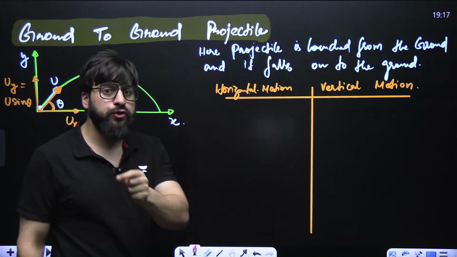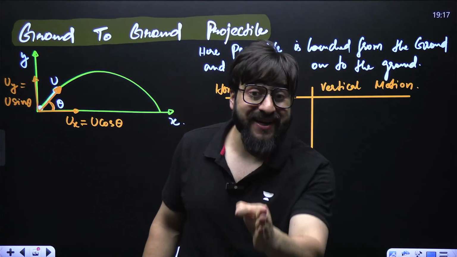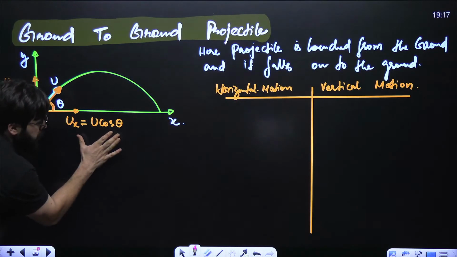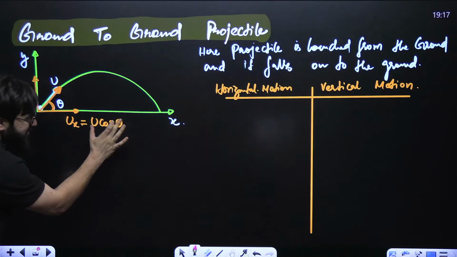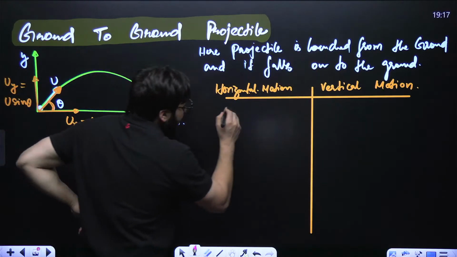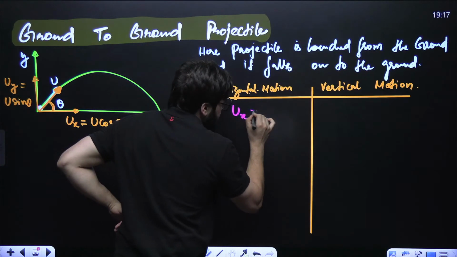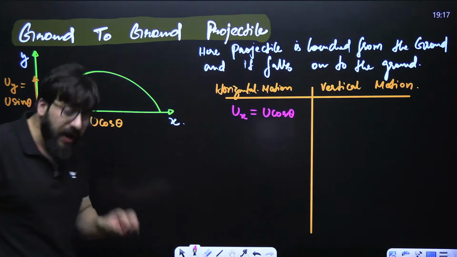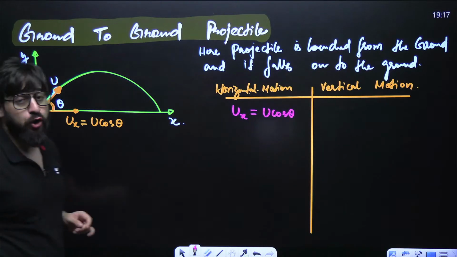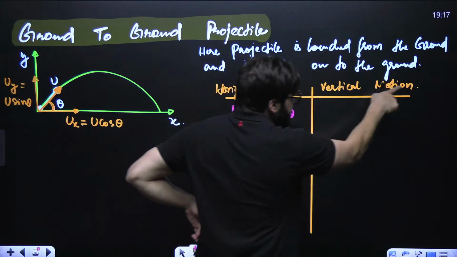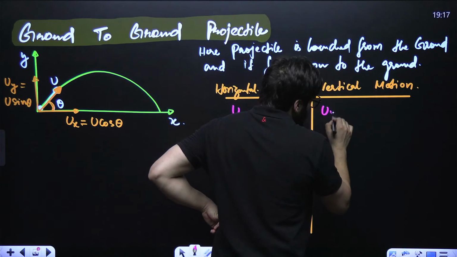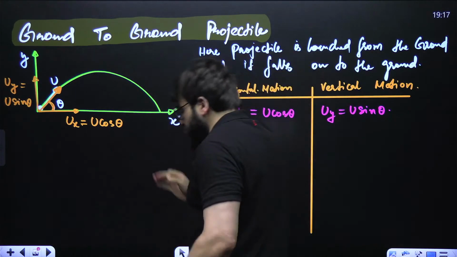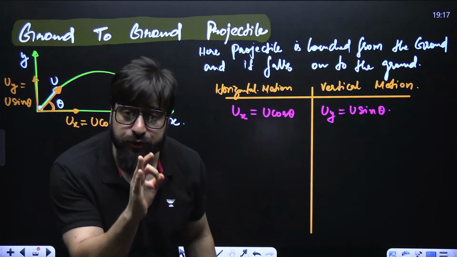What if I ask you to tell me the initial velocity in the horizontal direction? Sir, the initial velocity in the horizontal direction is ux, that is u cos theta. So I'll write over here, initial velocity in x direction is u cos theta. And if somebody asks you the initial velocity in y direction, that is vertical direction, that is uy and that is u sine theta. u sine theta and u cos theta.